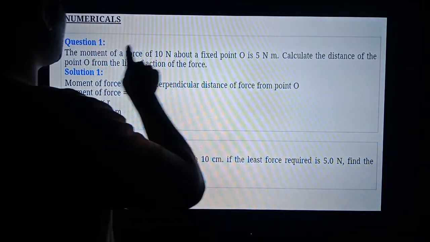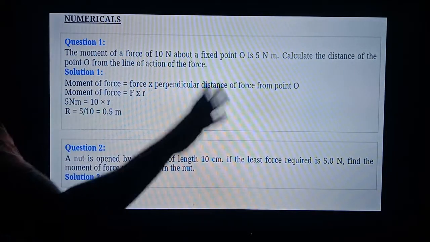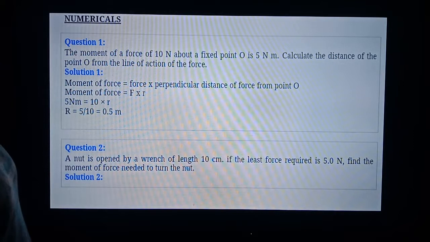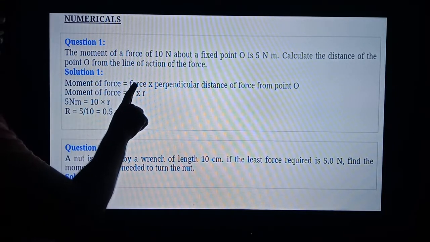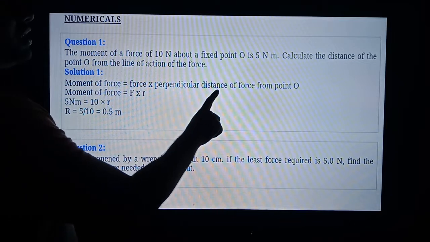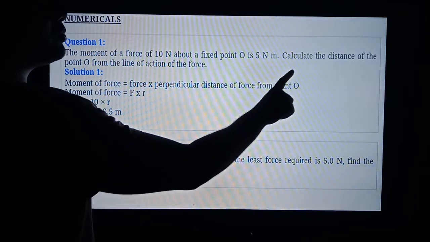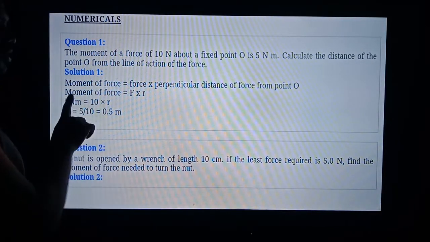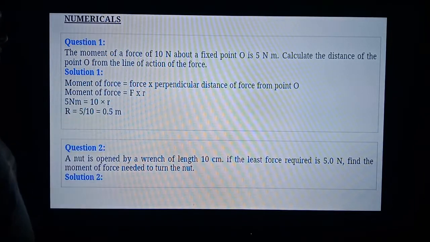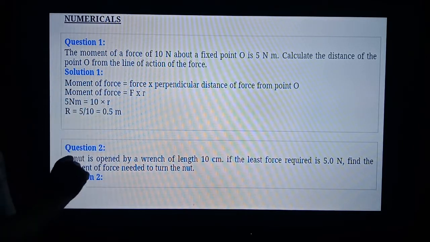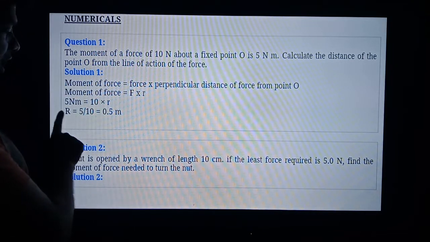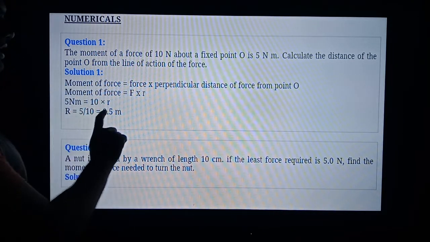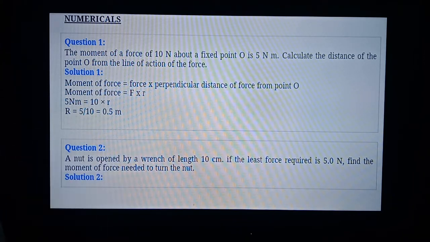Calculate the distance of the point O from the line of action. So R you have to calculate. The formula is: moment of force is equal to force into perpendicular distance of force from the point O. So moment of force is F into R. Moment of force is 5 Newton meter and force is 10, into R. So R is equal to 5 by 10, that is 0.5 meter.